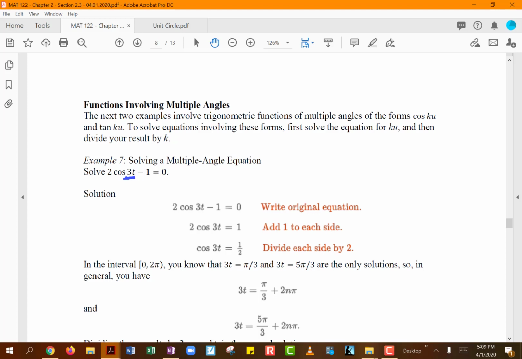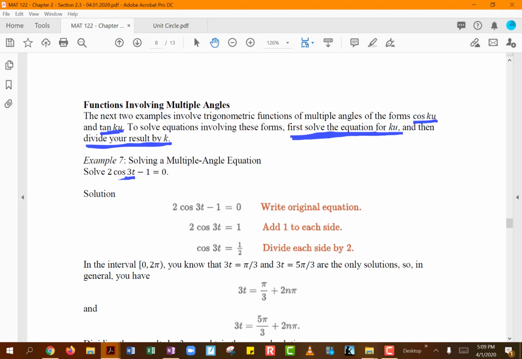So since we have equations in this form, what we're actually going to do is first solve and pretend like that was just cosine of x. So you're going to first solve your function, which has this ku, where k is your constant. The first thing you're going to do is solve your equation with that ku term, keeping it as it is. And then once you find the answer for that, you end up dividing your result by that constant value of k. It will make more sense when we look through this example over here.